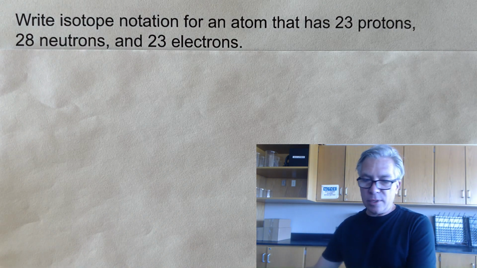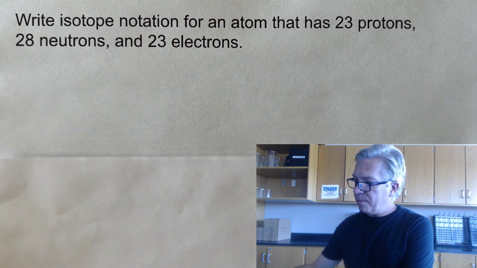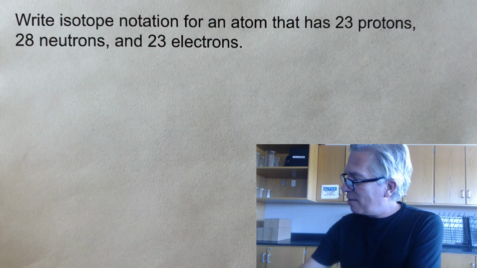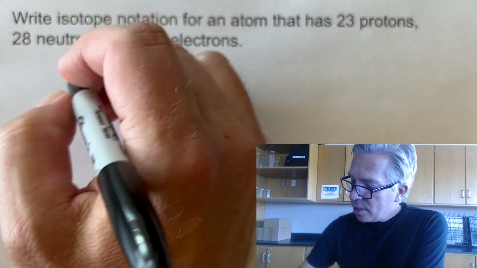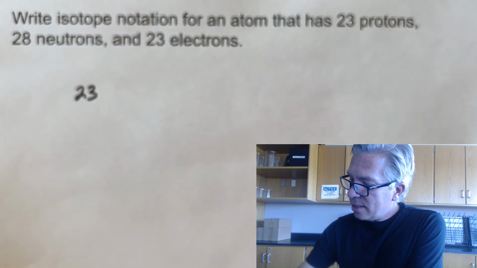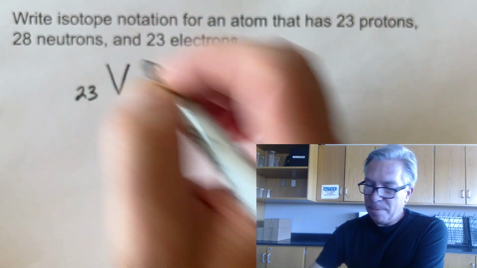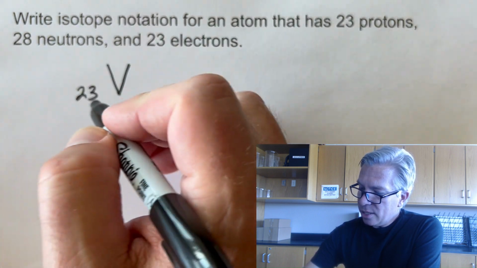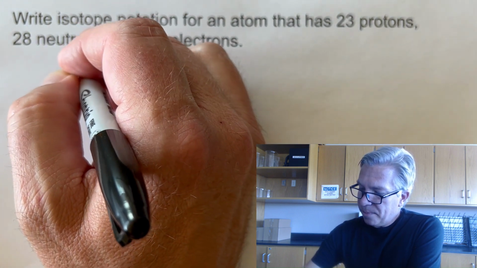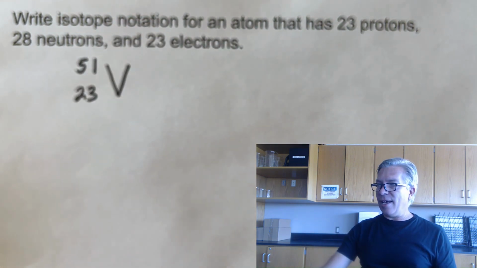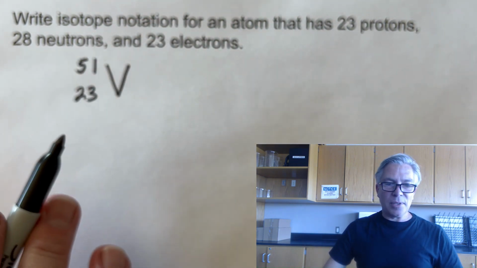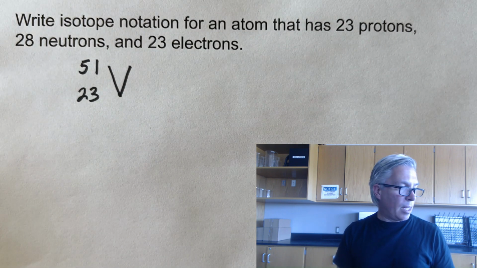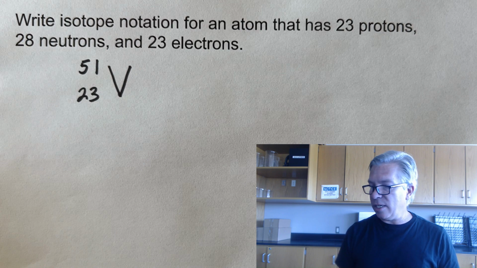Okay, if you were able to do it and find out the element in question, I didn't actually put that in there. Well, we're winging it on the fly today. Turns out 23 protons is going to be the element V for vanadium, and 23 electrons is the same. 23 plus 28 should give me 51. That should go on the top. So if you had that as your isotope notation, then congratulations, you've mastered this type of question on isotope notations.